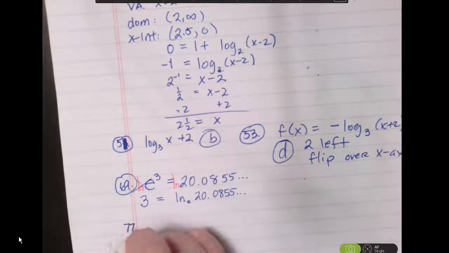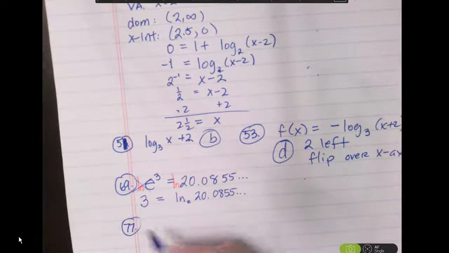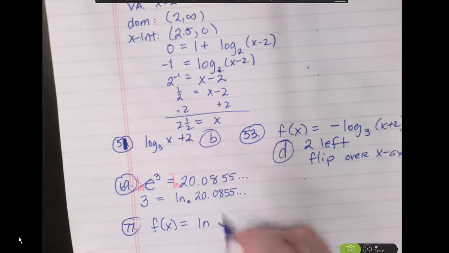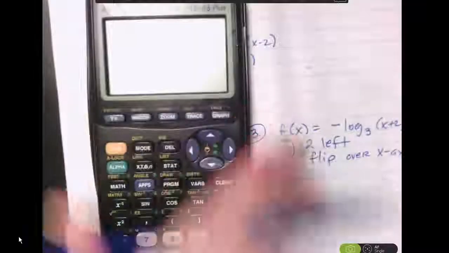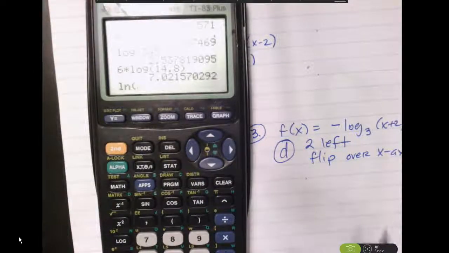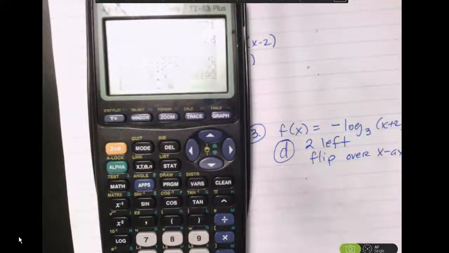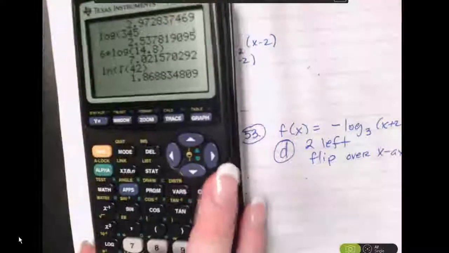So let's look at 77 and see if this is going to help us use a calculator to evaluate. If f of x equals the natural log of x, and x in this case is the square root of 42, I think this is not going to really help us because this is just a calculator problem. 1.87.